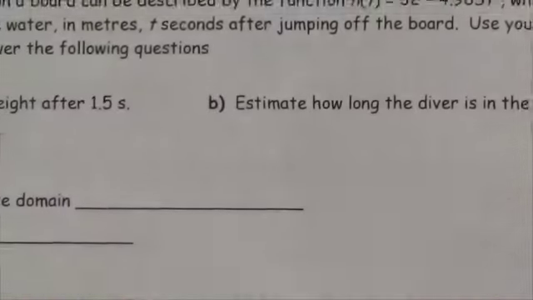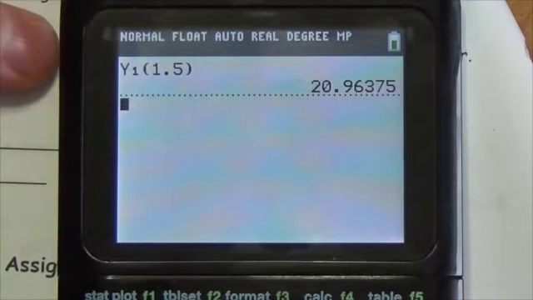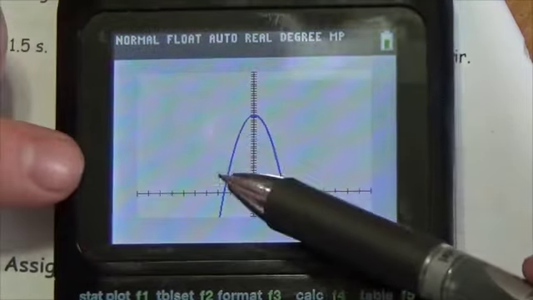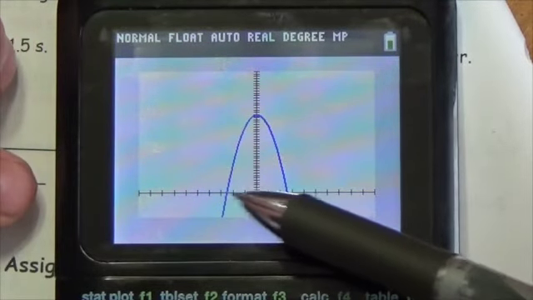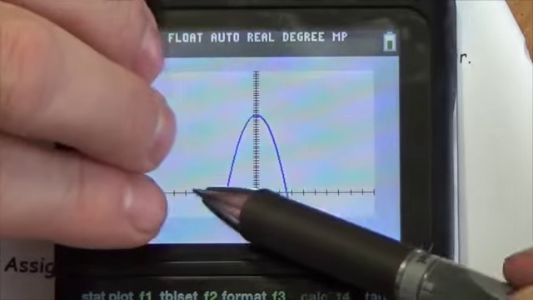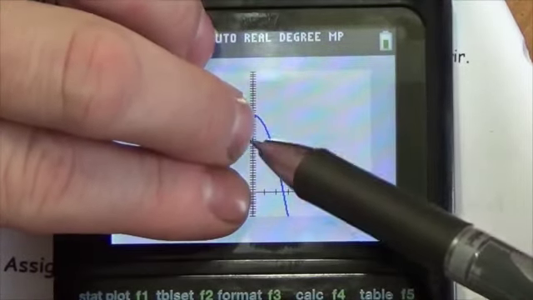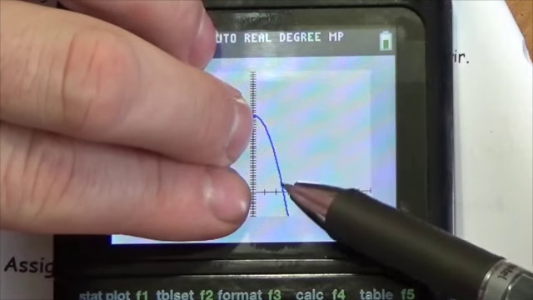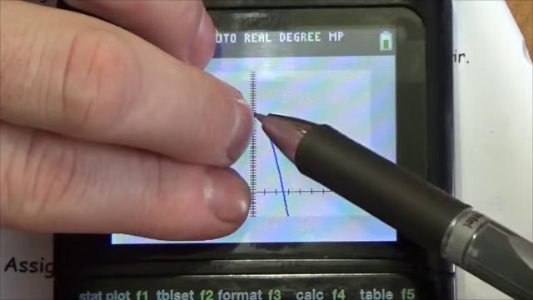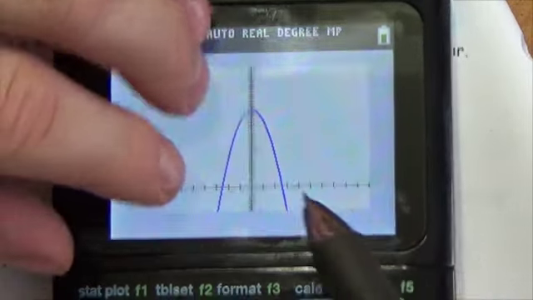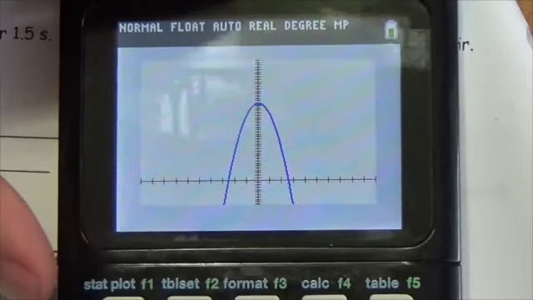Okay. The next question here is going to be estimate how long the diver was in the air. That means going back to the graph here. Now, it doesn't make sense to look at the graph over here because this is negative time. Time is along the x-axis, this is negative time, doesn't make any sense. So the diver jumped here, hit the water here. So all of this represents him in the air. So we need to find where that graph hits that x-axis there.